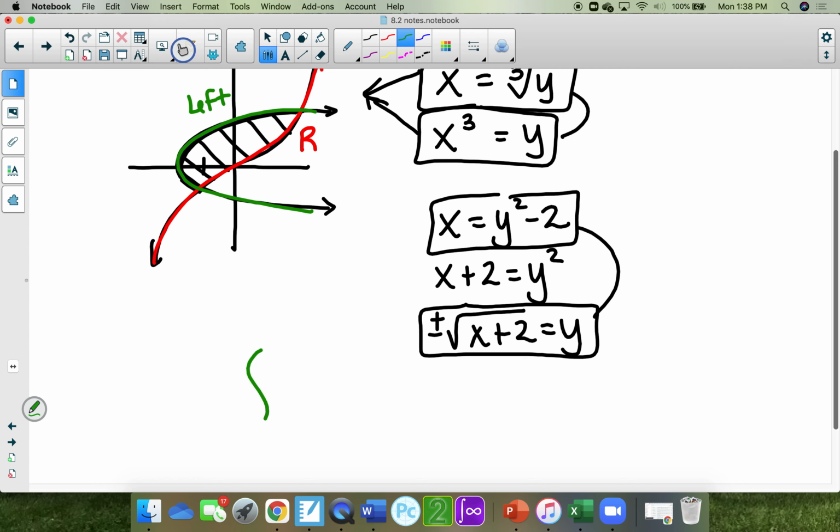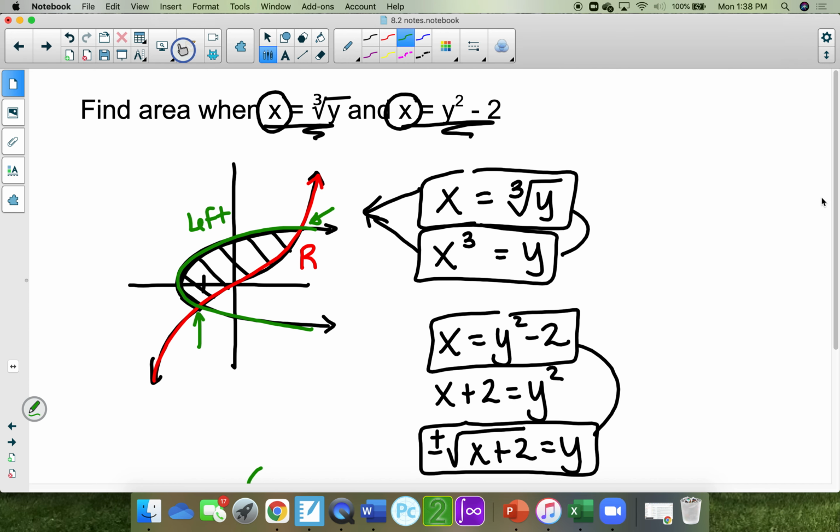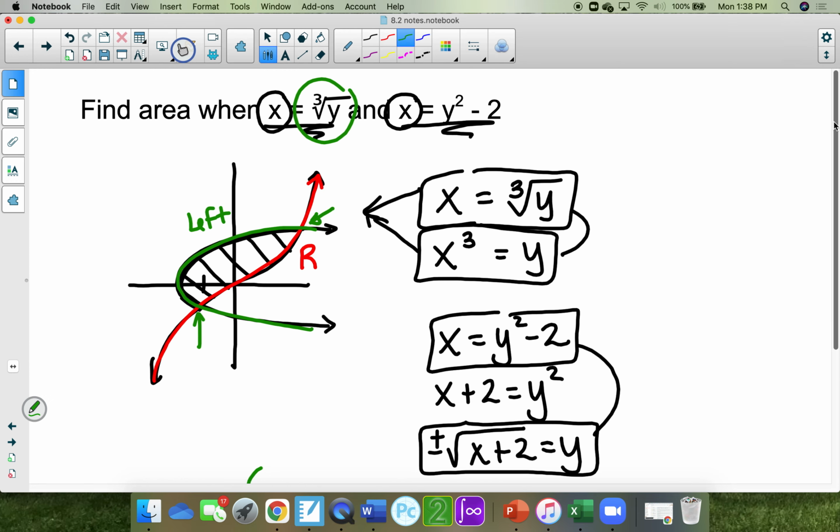I'm going to do the right minus the left, and I have to figure out what my limits are, so I have to set them equal to each other. My right equation is the cube root of y, minus the left side, and the left side is y squared minus 2.